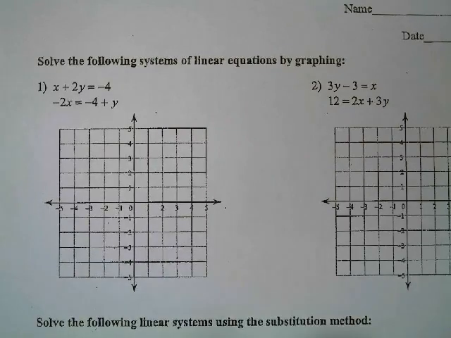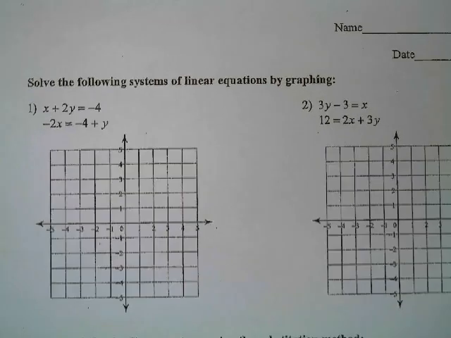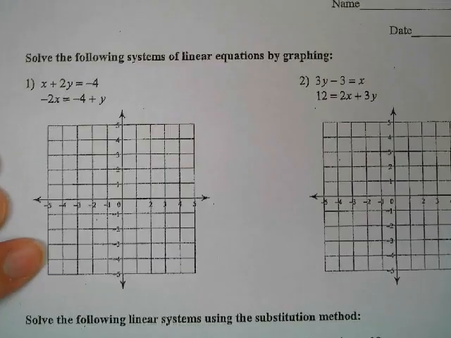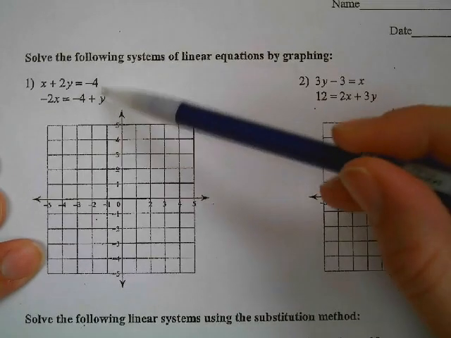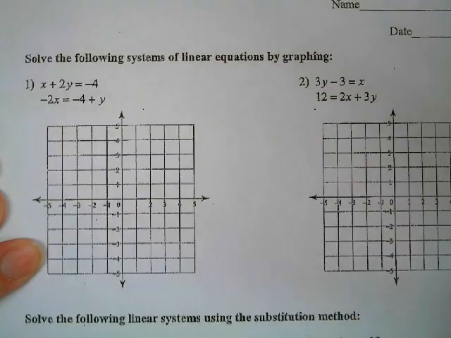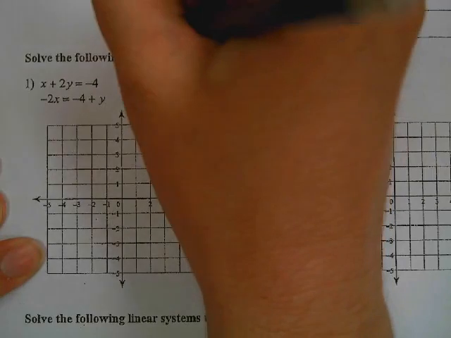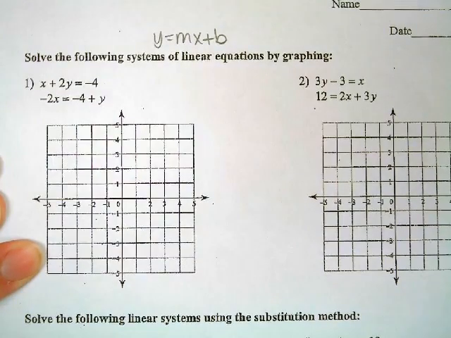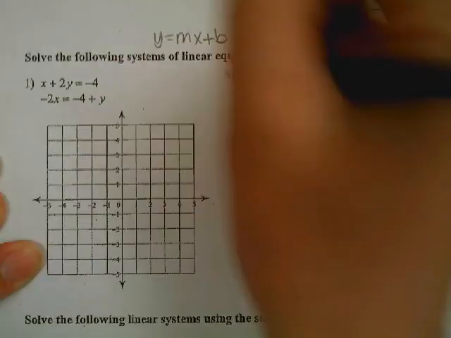This is page 1 of Ms. Cavuto's study guide. First two problems are solving systems by the graphing method. First thing you're going to have to do is put both of the equations in slope-intercept form. So remember, slope-intercept form is y equals mx plus b.